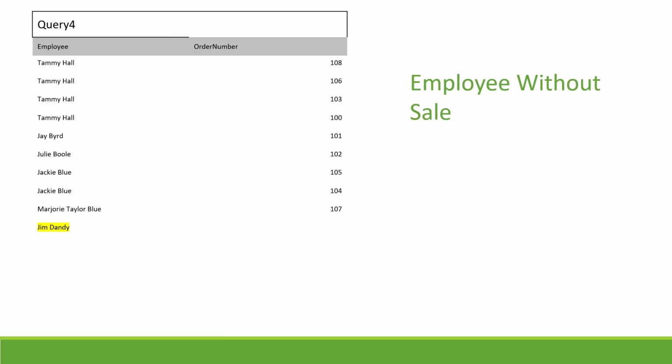Then imagine maybe you have an employee without a sale. Poor Jim Dandy, like Gil on The Simpsons, hasn't made a sale yet. Maybe he's new, maybe he's just good at advertising and maybe he's just on salary, who knows. But you see a hole in the order number section of the query because Jim Dandy hasn't made any sales.